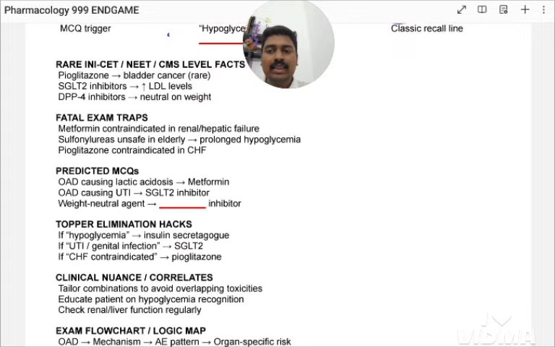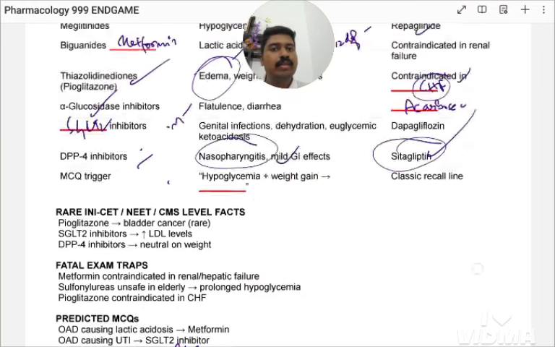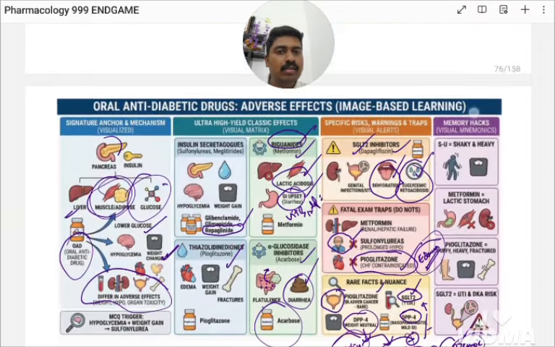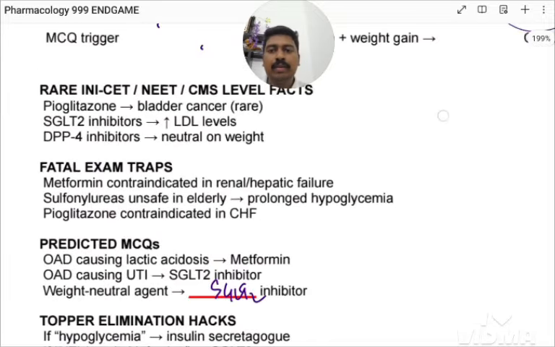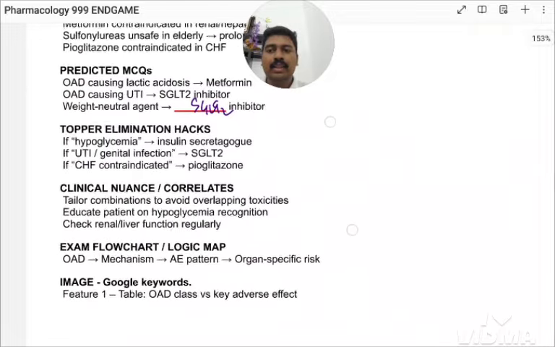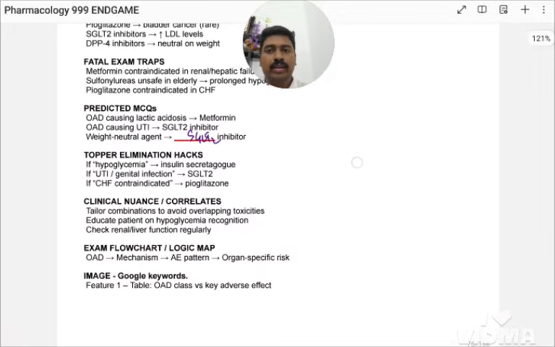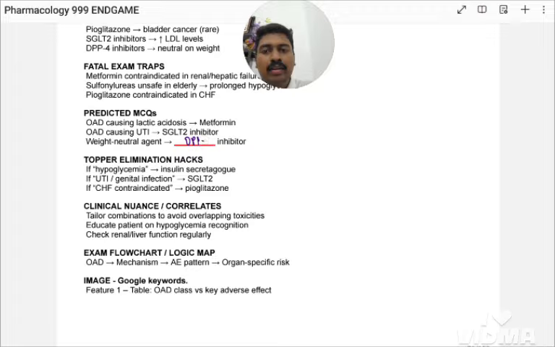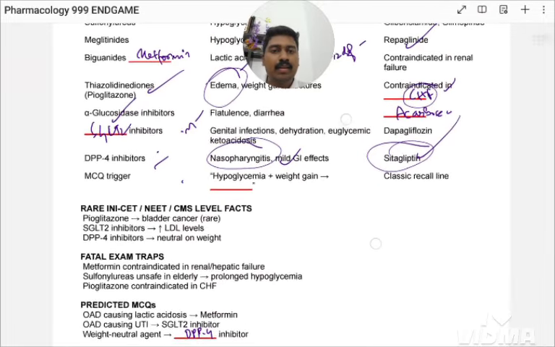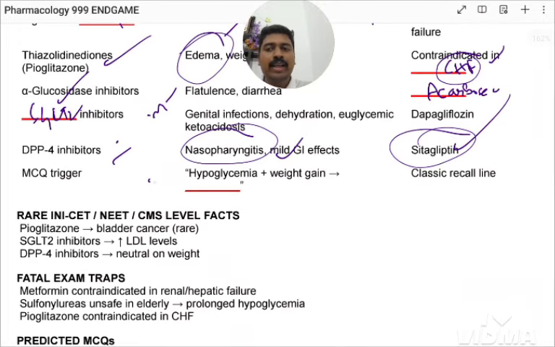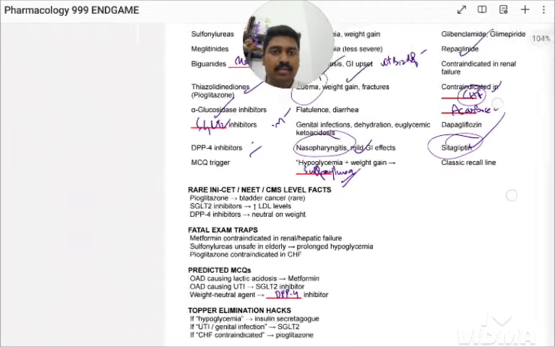Okay, next, which is the weight neutral agent among all this? Sulfonylurea. Okay, sorry, SGLT2 inhibitors. Am I right? Yes, SGLT2 inhibitors are weight neutral. Sorry, weight neutral agents are DPP4 inhibitors. Okay, there's one more MCQ trigger: hypoglycemia plus weight gain. This is sulfonylurea. Sulfonylurea causes weight gain.